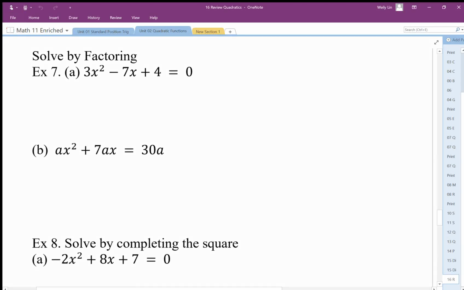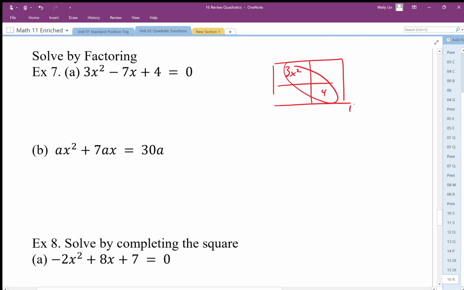So the algebraic methods of solving quadratic equations is we can solve some of these by factoring. Okay, so that should probably be our first choice. So if we can factor something like this, we should try to factor this. So if I draw my little factoring box here, I've got 3x squared, 4.